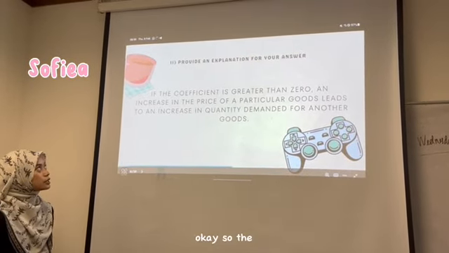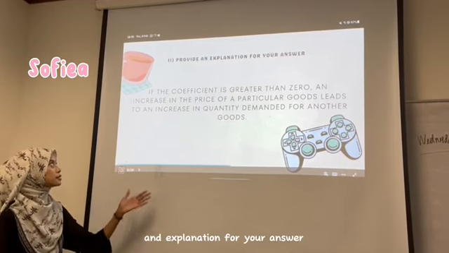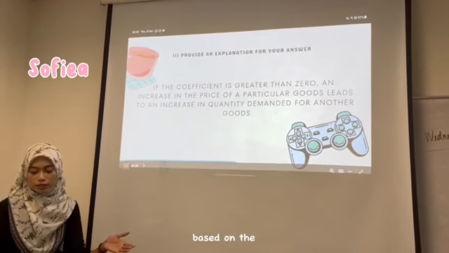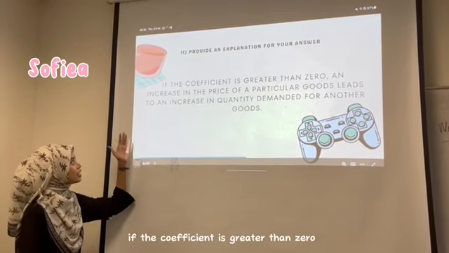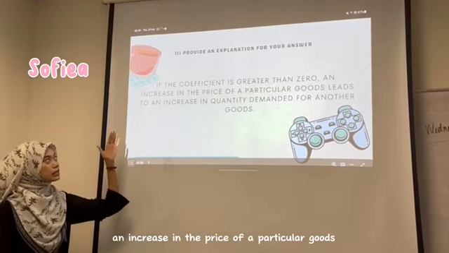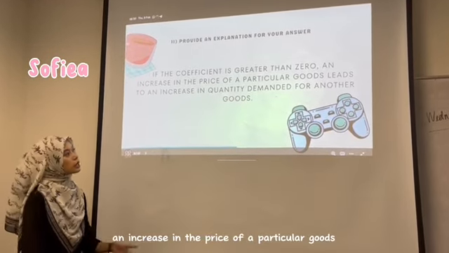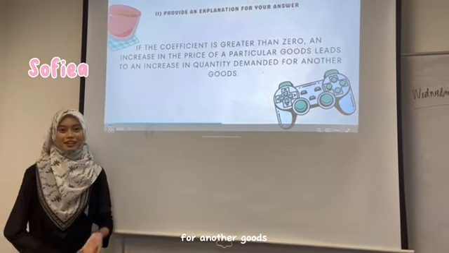Okay, so the last question is provide an explanation for your answer. Based on question 1, if the coefficient is greater than 0, an increase in the price of a particular good leads to an increase in quantity demanded for another good. That's all.